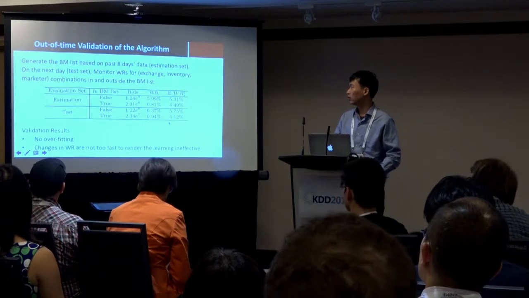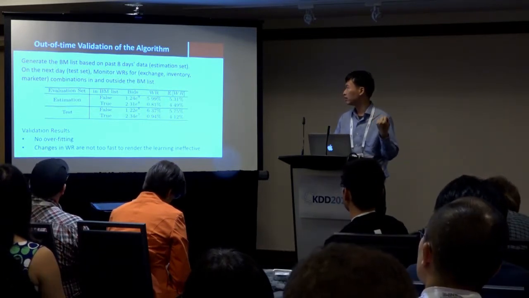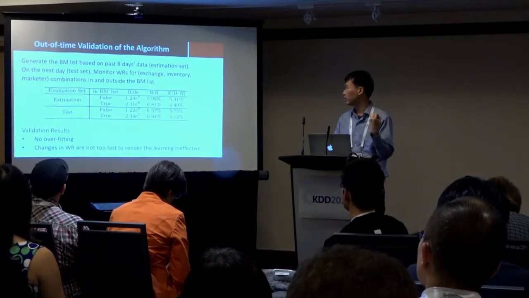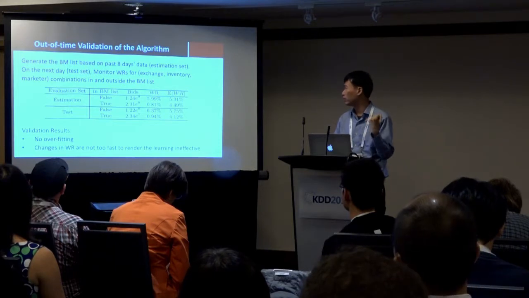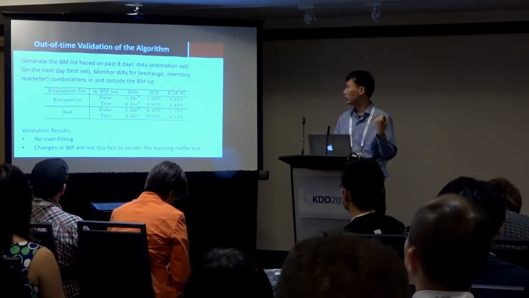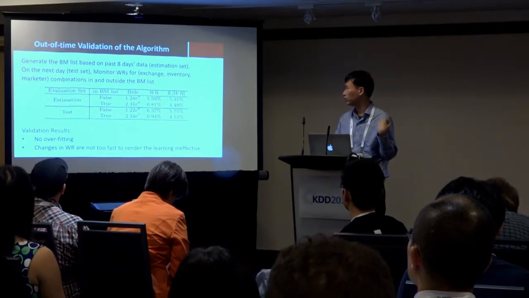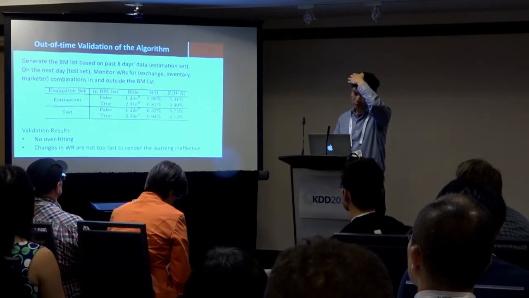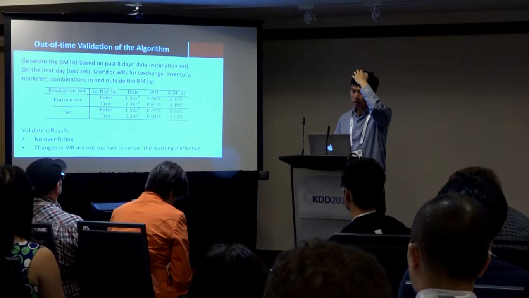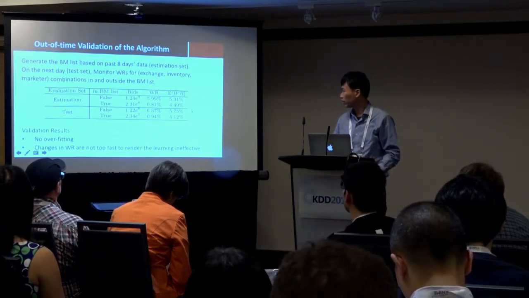So we run the algorithm, and then we generate the blacklist based on the last 8 days of data. And now we want to do some out-of-time validation based on a future data set. So what we do is we generate the list based on the last 8 days, and I'm going to call that the estimation set. In the test set, we're going to monitor win rates for exchange inventory combinations in and outside the blacklist. All right, so here is the data.